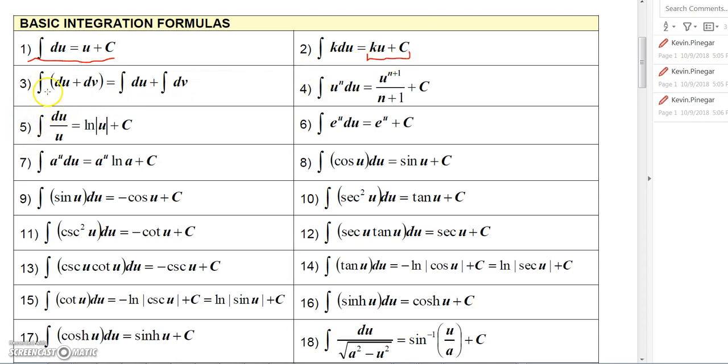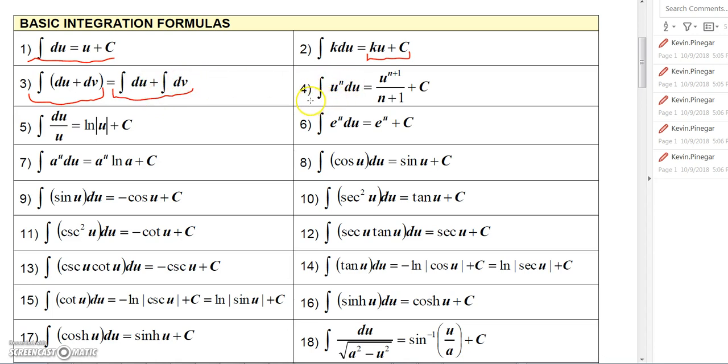And of course, you have the sum property: if you integrate the sum du plus dv, then that's going to equal the integral of du plus the integral of dv. And actually that's true for functions as well. So if you had f of u du plus f of v dv, that would integrate to the integral of f of u du plus the integral of f of v dv.